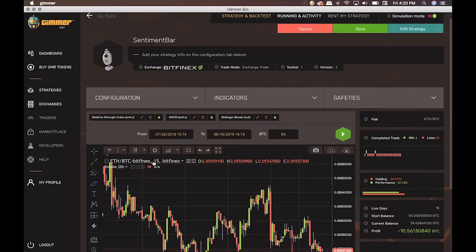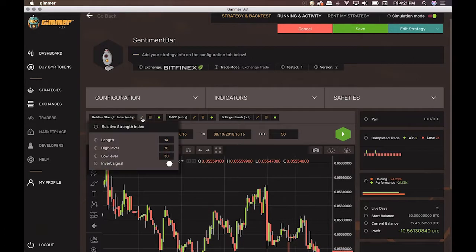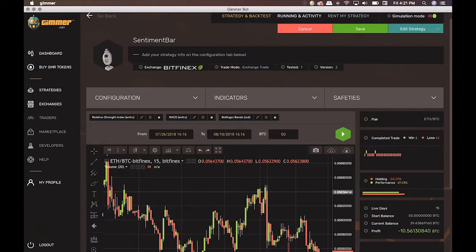If I choose 15 minutes, each candle represents 15 minutes. In this basic setting, the RSI has a length of 14 periods. It means that it will analyze 14 candles of 15 minutes and then will signal the bot the right time to buy. But in this case, it also depends on the MACD signal.